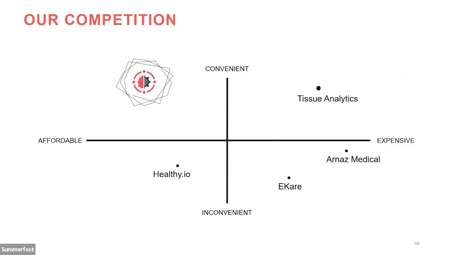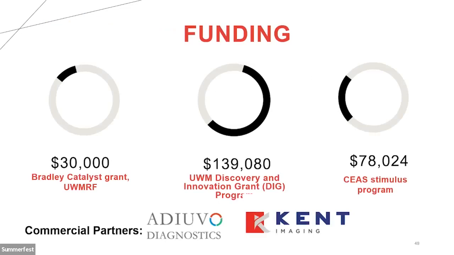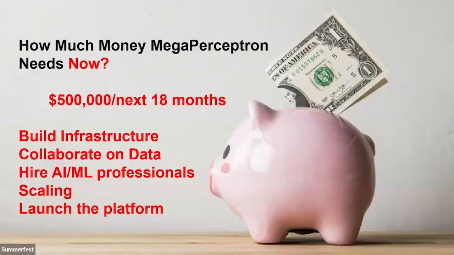So we have different competition in the market, as you can see, and our product at this point in time is more convenient and more affordable to use when we compare it to other market players. We have received significant funding, especially from the UWM Research Foundation and various internal grant mechanisms at UWM. Close to $250,000 was received in various funding cycles, and we commercially partner with various other similar players in the market as well. So what we are asking for at this point in time: we have developed a platform, but we want to scale it up. To scale it up, we are looking for close to $500,000 for the next 18 months.